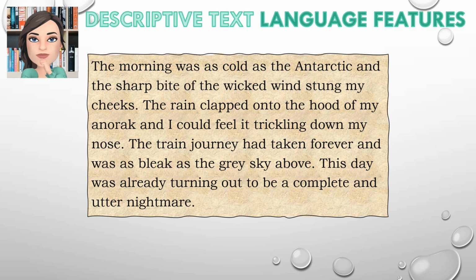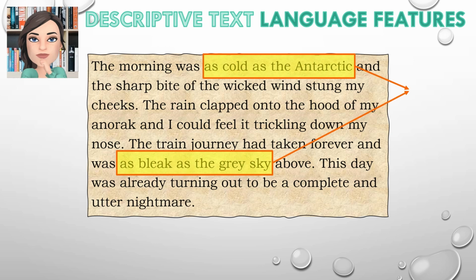Like every piece of descriptive text, this piece of text makes use of a variety of language features. As cold as the Antarctic, as bleak as the grey sky, they are similes. Similes use the words as and like to compare something with something else in order to emphasise it and create a picture in your mind. Sharp, bite, grey, sky. These are describing words, sharp and grey, otherwise known as adjectives.